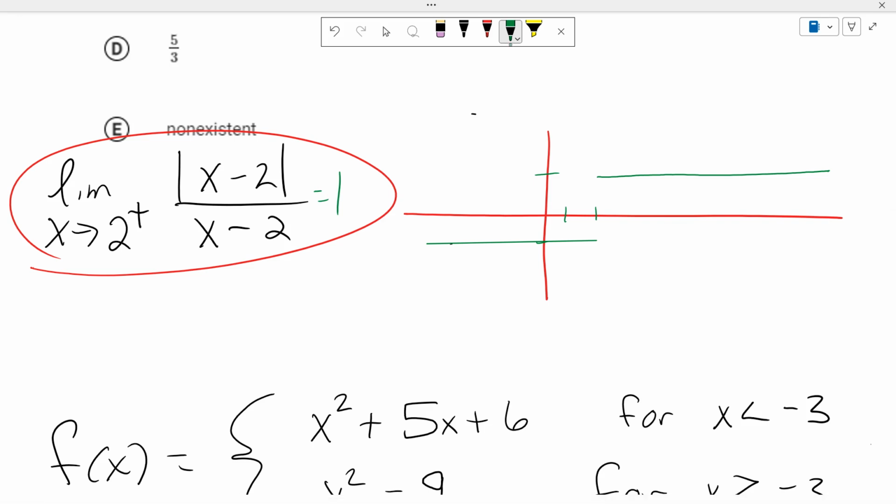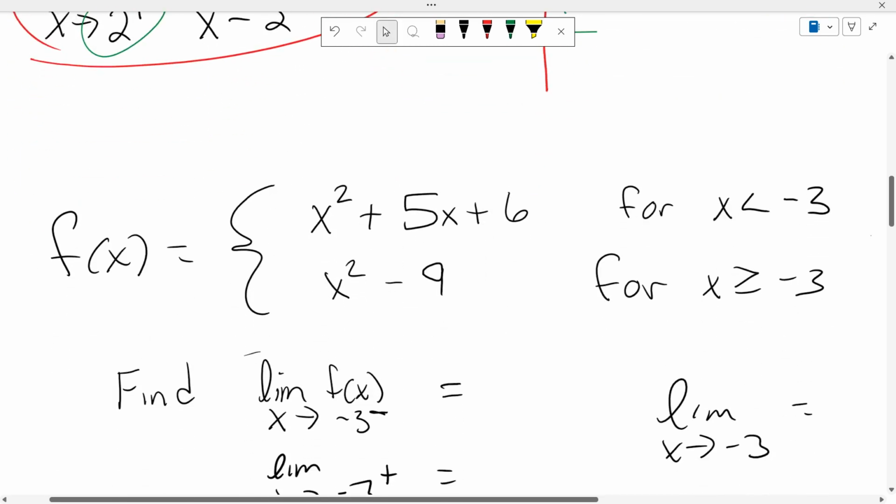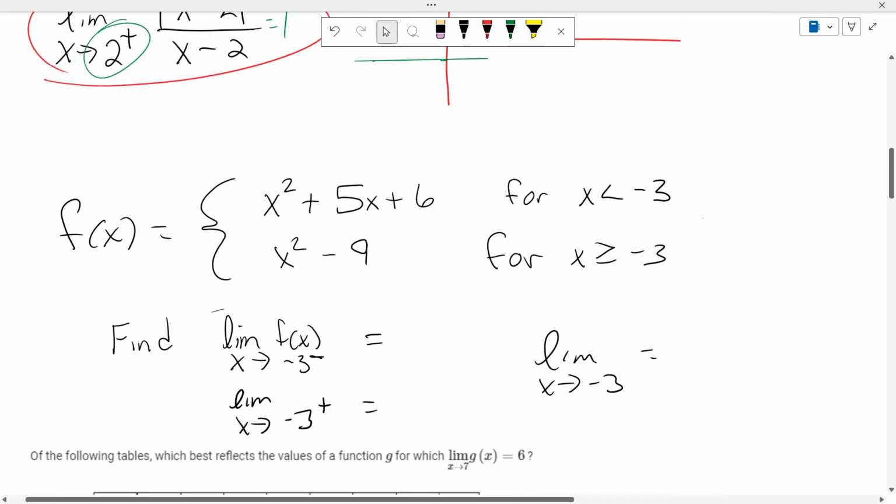Has a y value of 1 all the way along here. Because if you put in 3 on the top and bottom, it's 1. If you put in 4 on top and bottom, it's 1. If you put in 5 on top and bottom, it's 1. So no matter what it is, it's 1. Okay? And down here, it's negative 1. Well, we're going from the right, approaching 2 from the right.